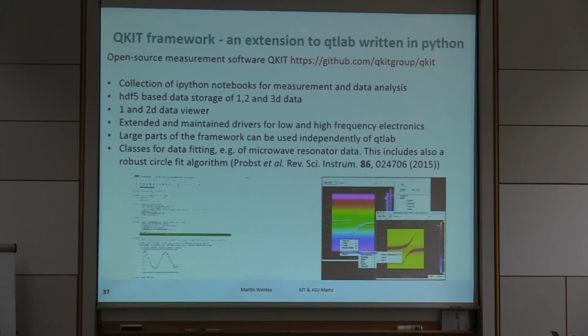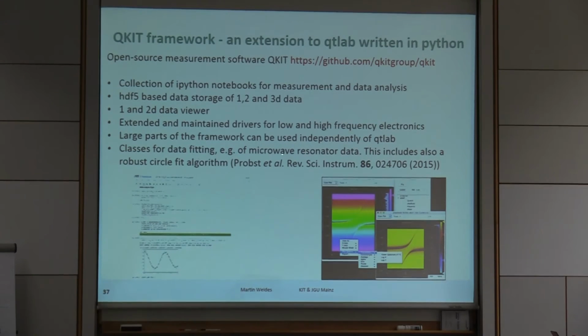Some project which we put some effort in is software. We're using Python, particularly IPython notebooks, for our measurement and simulation scripts. This is a modern data format to store 1, 2, 3-dimensional data. There's a 1 and 2-dimensional data viewer. There's already a large library of instruments. It's all open source, obviously.